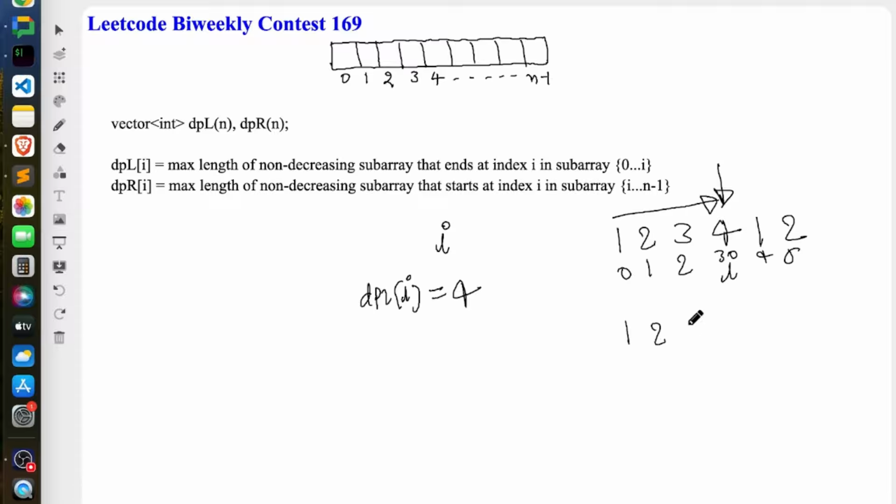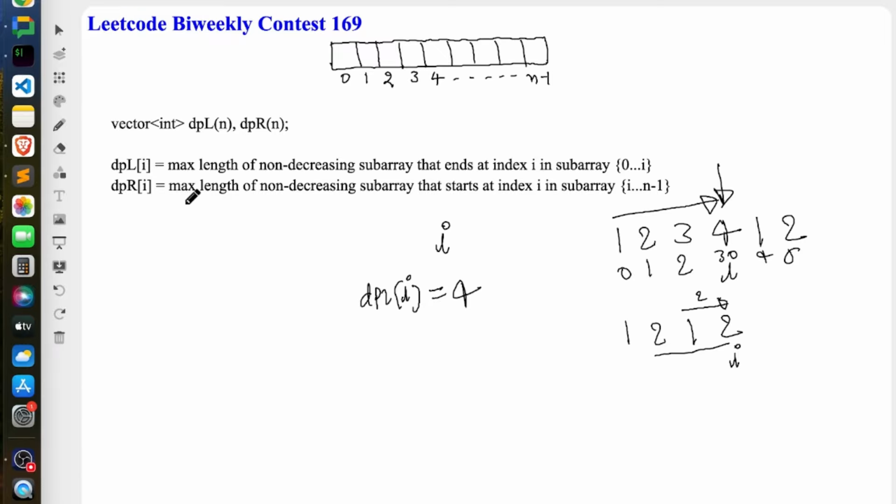Let's take another example. 1 2 1 2 for example, and this is my I. I want to find out the maximum length of non-decreasing subarray that ends at index I in the subarray 0 to I. If you see here, the answer is 2, only 2. Your subarray must end at index I, and what is the maximum length of non-decreasing subarray? If you see, the length is 2. If you include 2 and 2, 2 and 2 is not a non-decreasing subarray, right? Because this is 2, 1 and 2. Like in non-decreasing, it has to be in increasing order, right? Or constant order. So here the answer is 2.